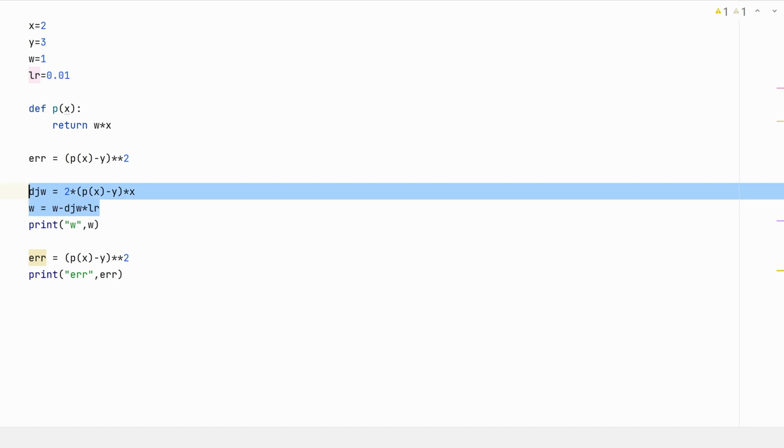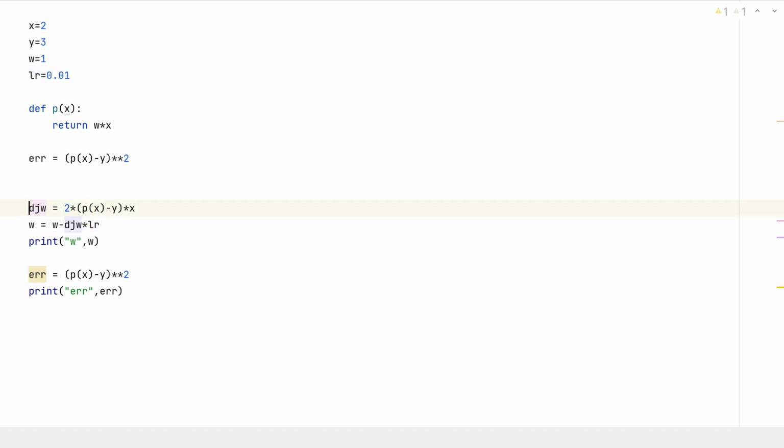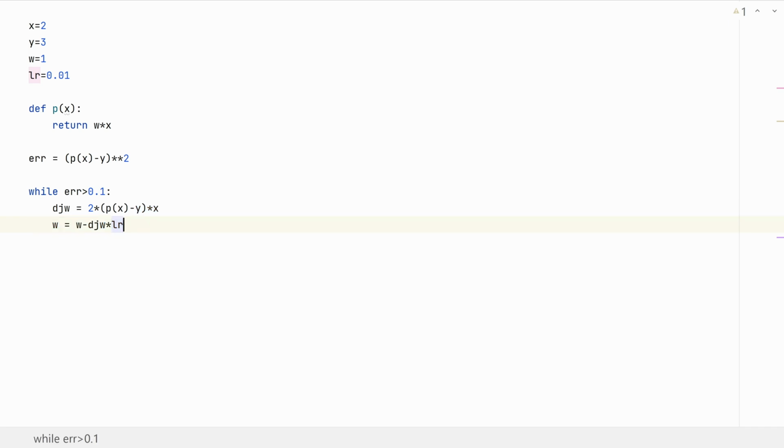These two lines here are the step that we will keep repeating. In the first one, we calculate the derivative, and in the second one, we update our parameter with it. So we will keep repeating these steps as long as the error is larger than 0.1. This is our threshold. By the way, this is not the only option to decide when to stop training. You can use different criteria.